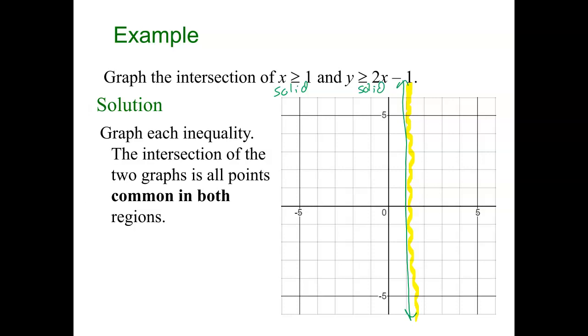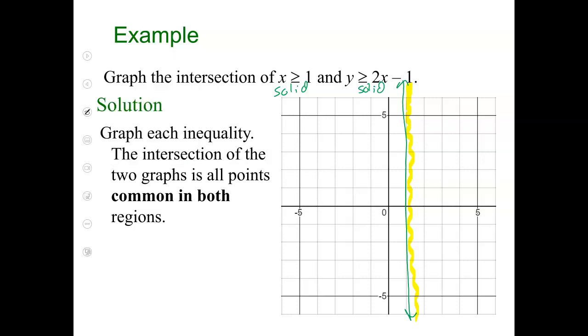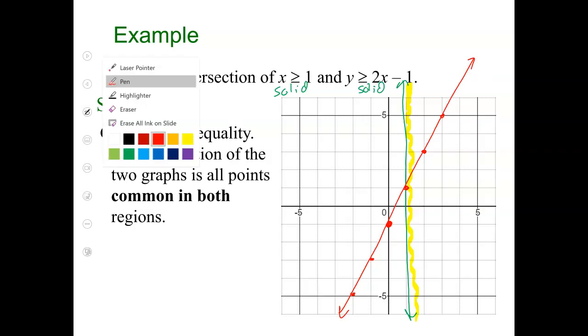Now let's graph the other one. We've already got slope-intercept form, so that's lucky. Okay, where am I going to start? 0, -1. 0, -1. Good job. And then my slope, how am I going to get my next point? Up 2, right 1. Good. Here, and then down 2, left 1. Continue the pattern. We already know it's going to be a solid line. Here we go.